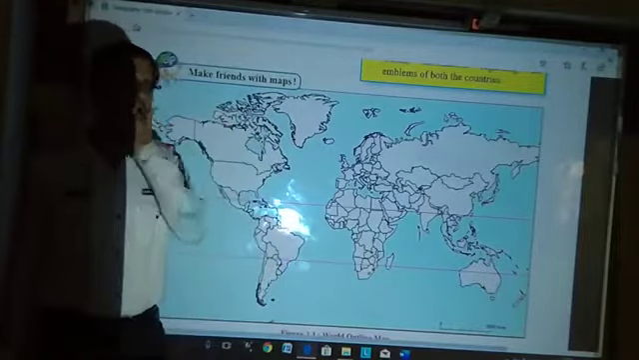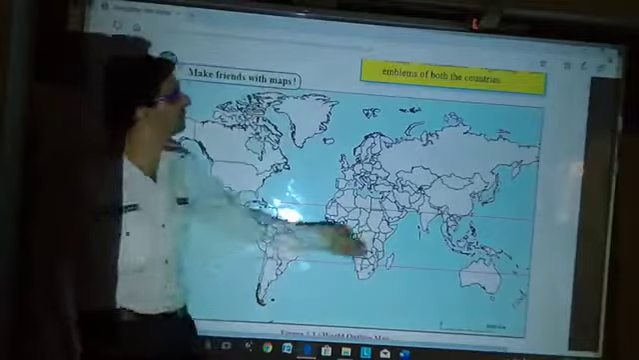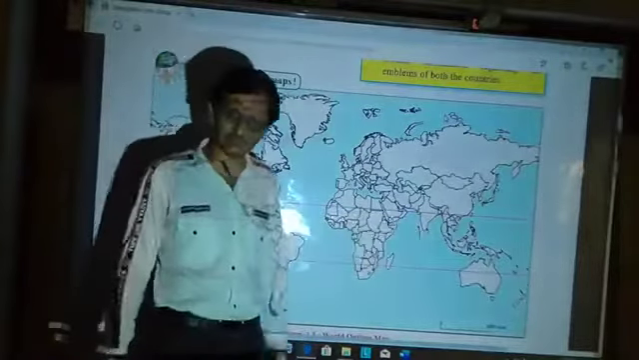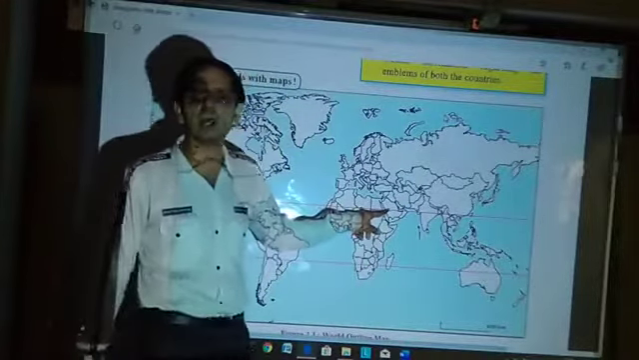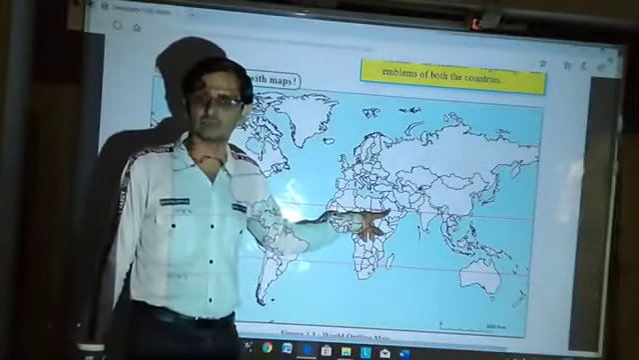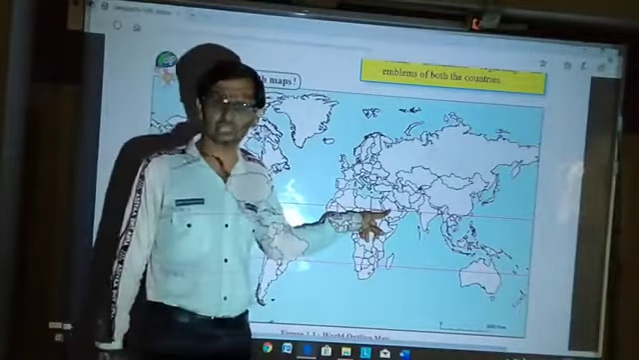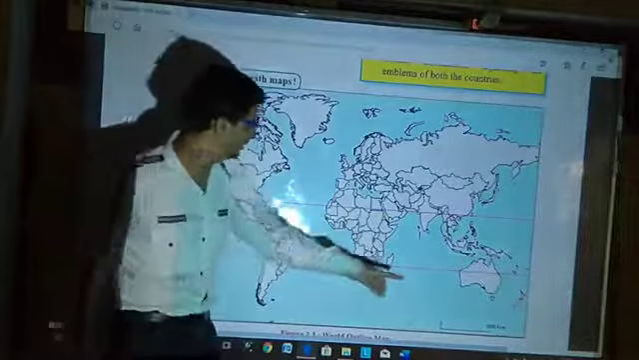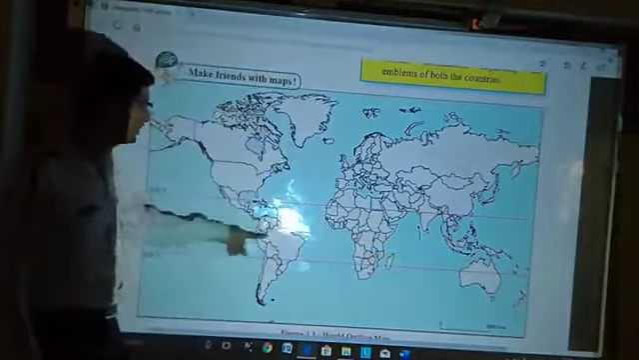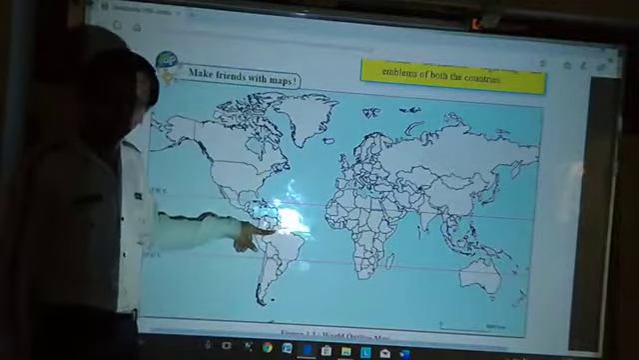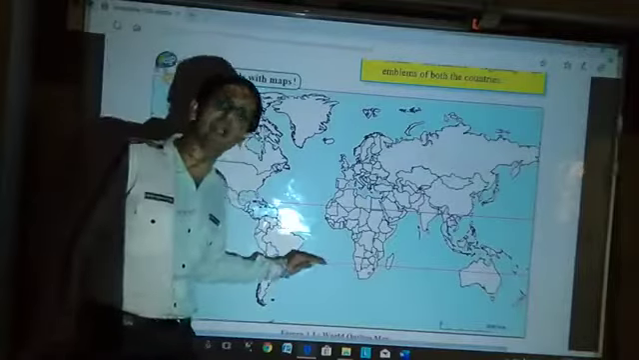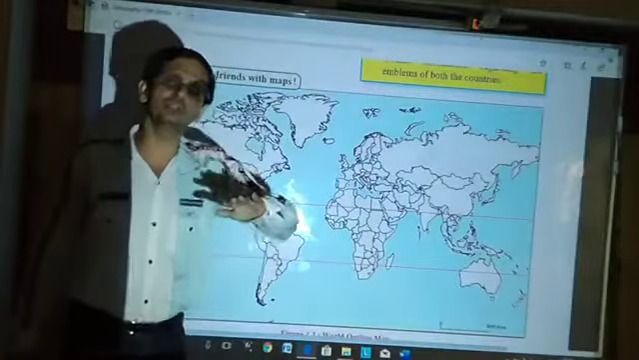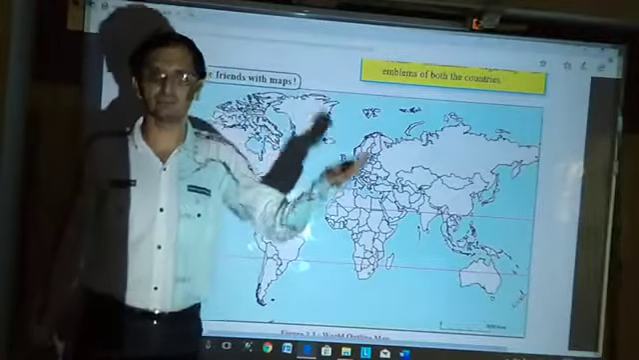Now you might say, no, we are located in the southern hemisphere. But this is not the equator. This is the Tropic of Cancer. So it is not the equator. The equator only passes through this line and it goes to the part of Brazil. So when you are above the equator, then you are located in the northern hemisphere.